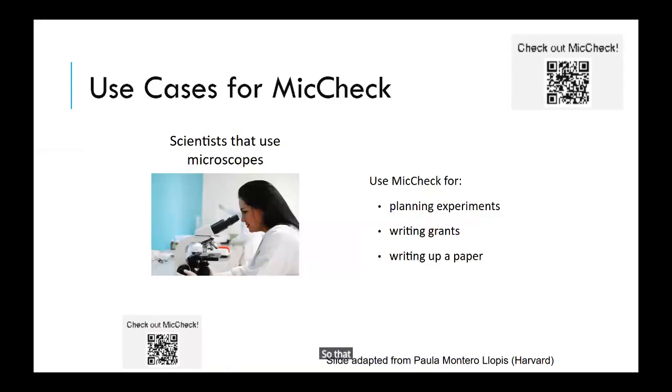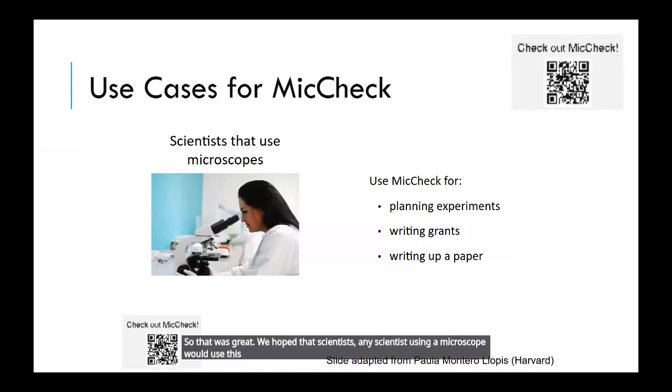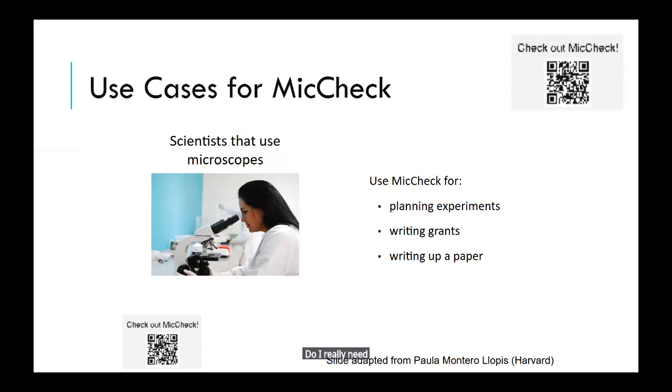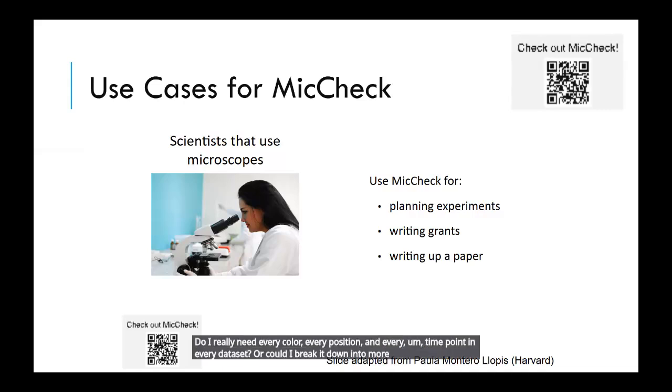So that was great. We hoped that any scientist using a microscope would use this for planning their experiments. I've found it really helps students because as they make this and they think about what they're going to do for their experiment, they immediately have to start thinking about the compromises. Do I really need every color, every position, and every time point in every data set? Or could I break it down into more bite-sized places? And that for writing grants and papers, they'll feel more robust, that they really hit the reproducibility issues.